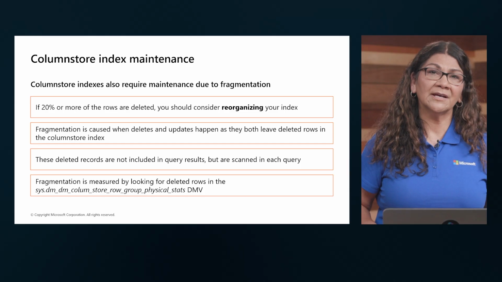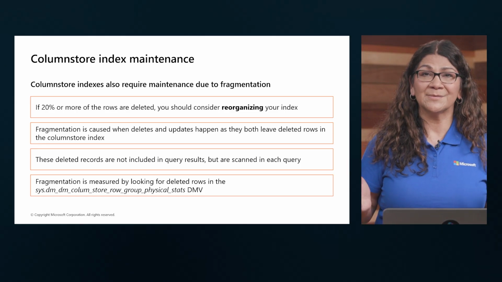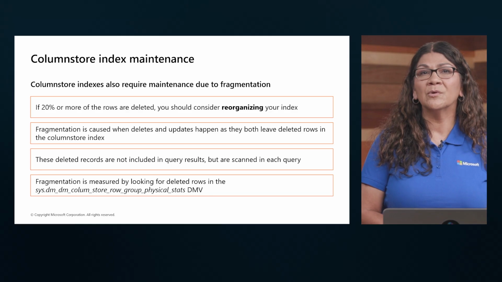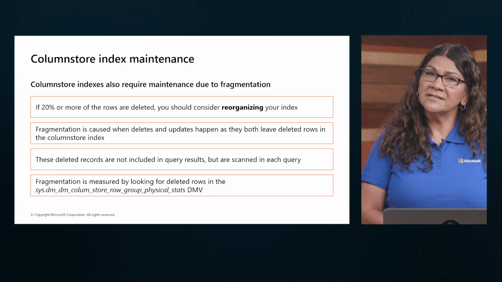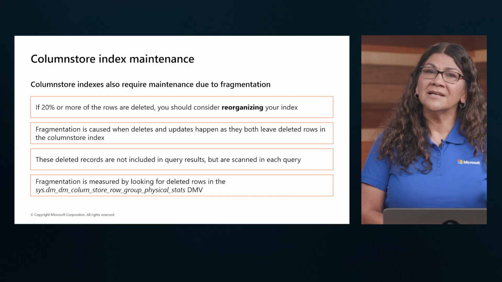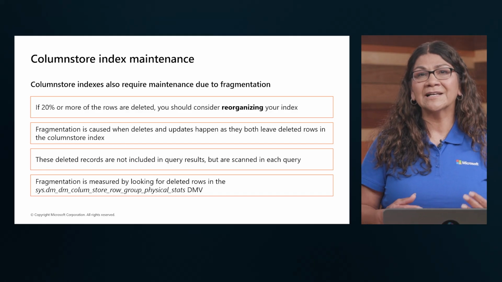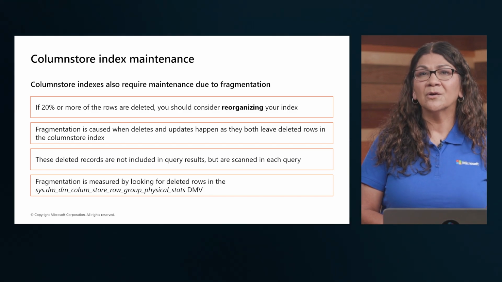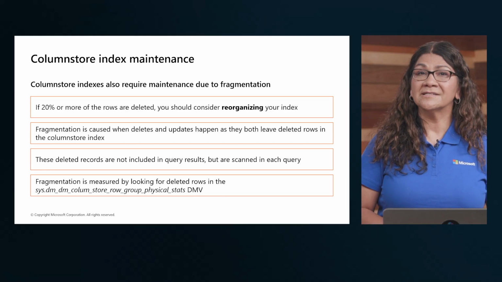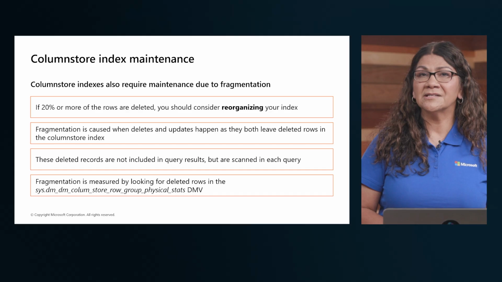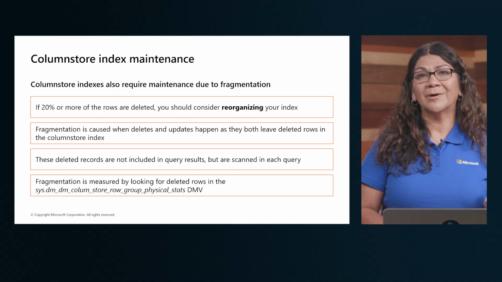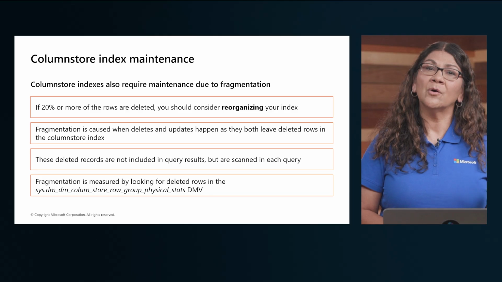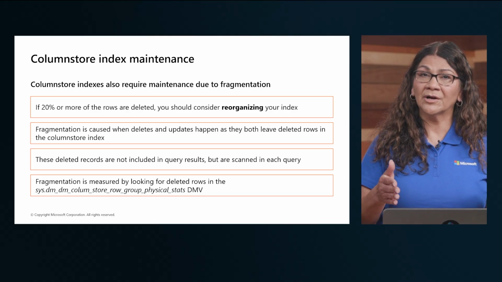Don't forget to work with the column store index maintenance, as you will need to monitor and manage fragmentation in the column store index with SQL Server. Unlike B-tree indexes, column store index fragmentation is not reported in the same way and is primarily caused by delete and update operations that leave behind deleted rows. These rows, while excluded from the query results, are still scanned during execution, leading to unnecessary I/O and degraded performance. A practical metric for assessing fragmentation is the percentage of deleted rows. If 20% or more are deleted, it's advisable to reorganize this index.